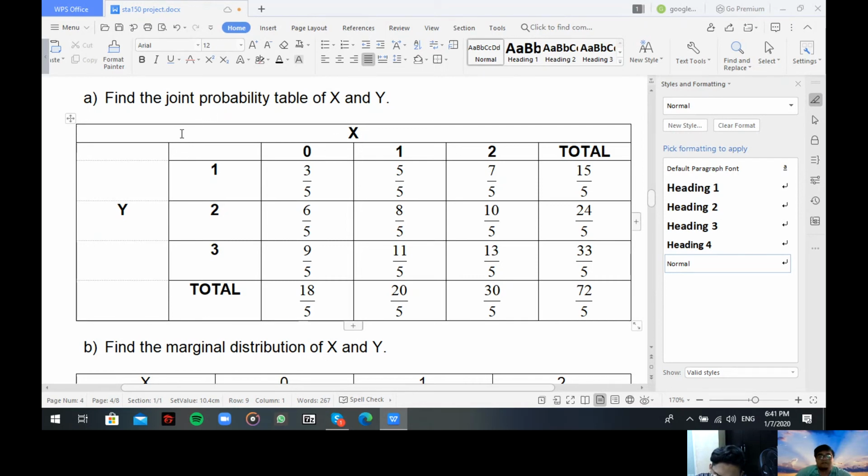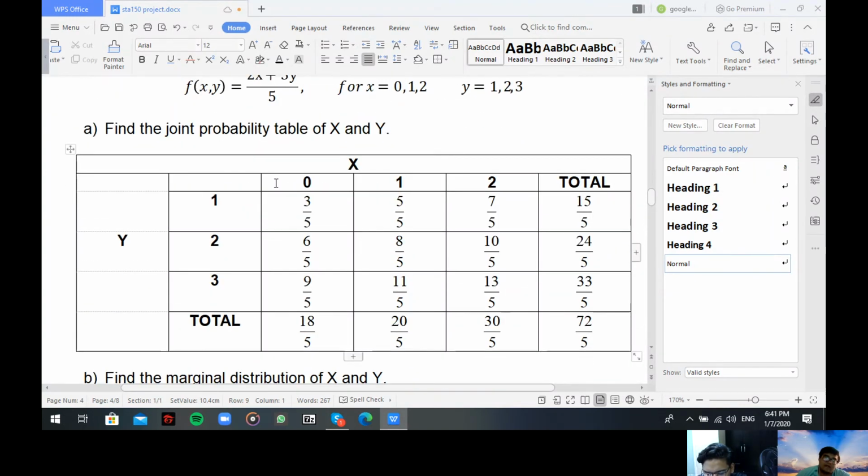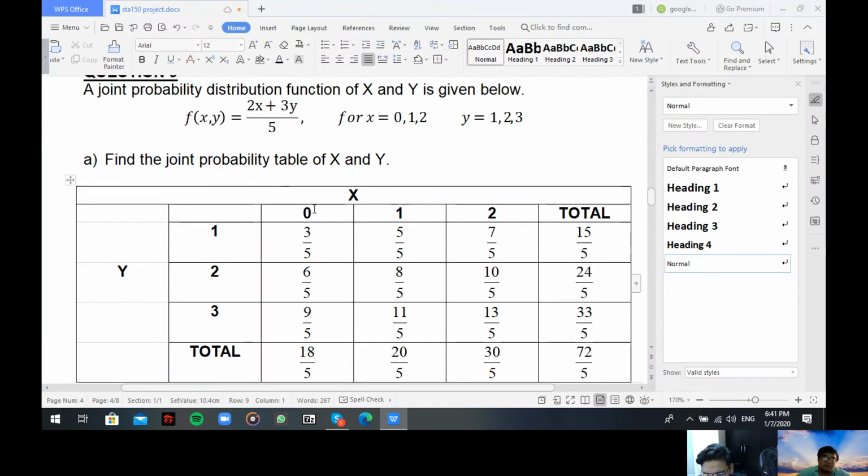Firstly, you need to do the x and the y, and then put in the value of x and the value of y. So from the f(x,y), you input, for this one, x is 0 and y is 1. So you will get 3 over 5. And then you do the others.